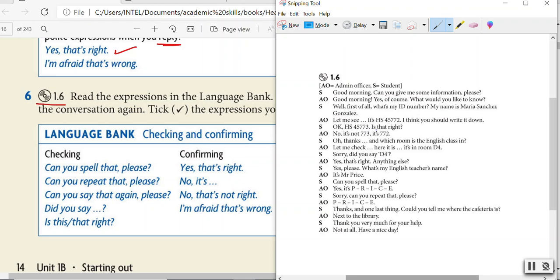Okay, in here, is that right? We have this question for what? This question belongs to checking. For checking. Okay, this one for checking. And we have this one. No, it's not. For what? For confirming. This one for checking. And this one for confirming.